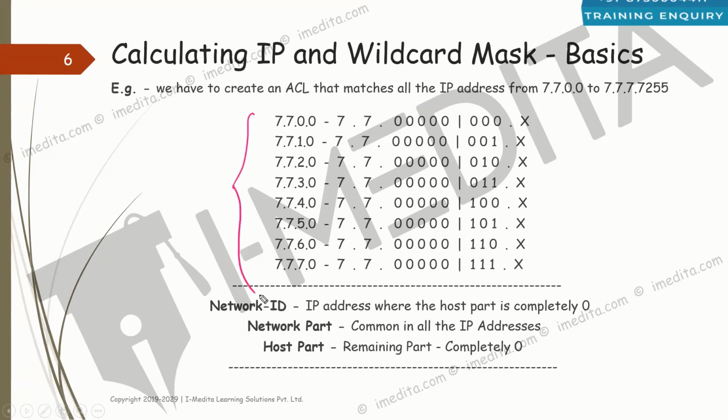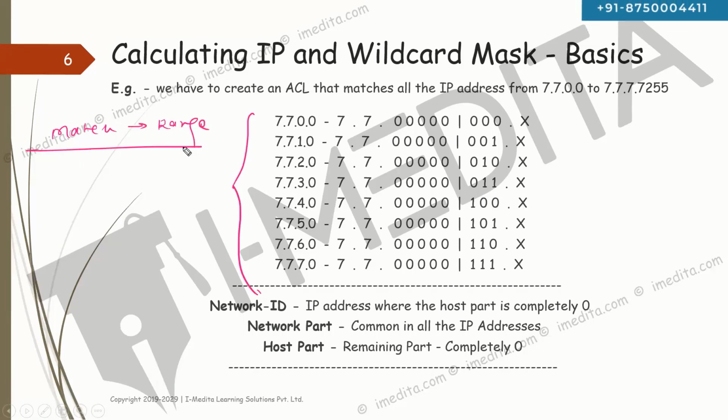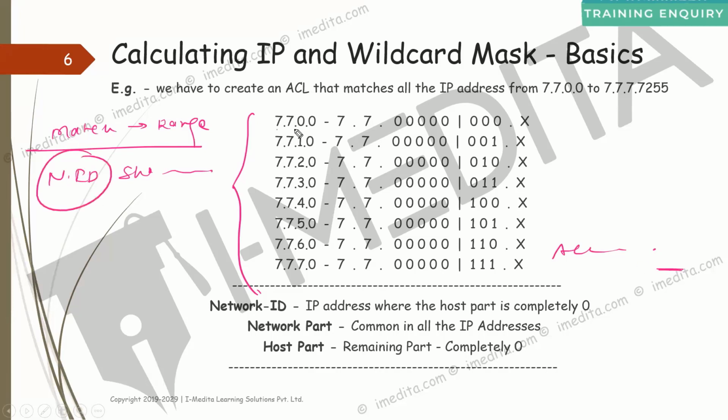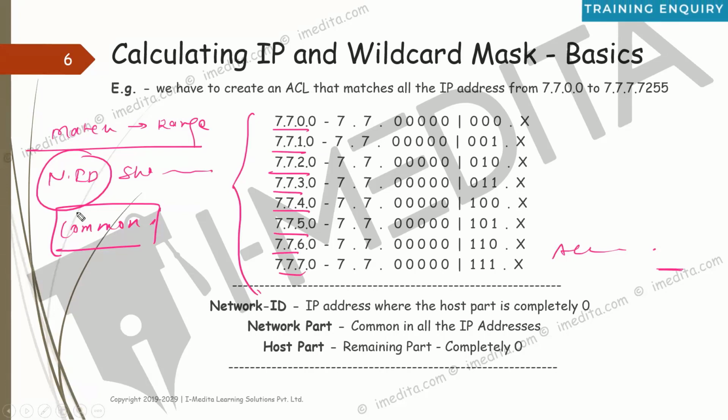Basically, what we need to find out is, if we want to match all this range, what network ID should I write? If I want to match all these prefixes, in the access list, what network ID should I have to enter? So we need to find out the network ID that can represent all of these prefixes. Basically, we need to find out the part that is common in all these prefixes, because the common part in a range is what we refer to as the network ID.